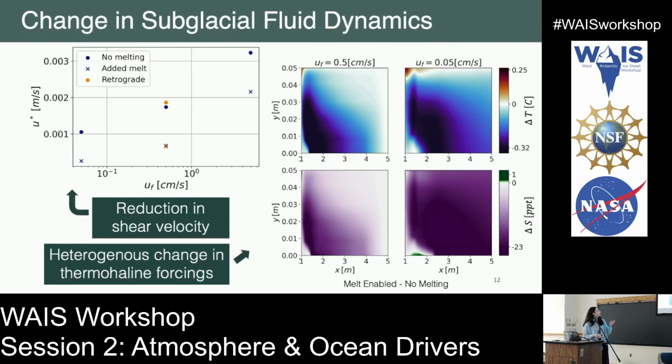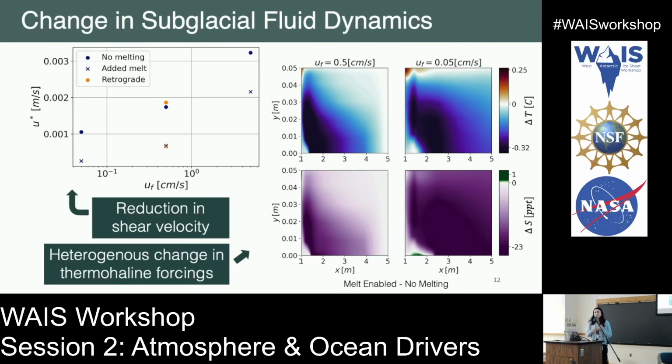And then the orange dot is just for the retrograde sloping case, and we see that it follows a similar trend as well. So this increase in freshwater is going to reduce shear, which has potential implications for our melting parameterizations. And then this right figure is thinking of our middle and our slowest freshwater case, and it's the change in temperature on the top and the change in salt on the bottom between our melt-enabled cases, so the cases that have that melting function, and the cases that don't have that melting.